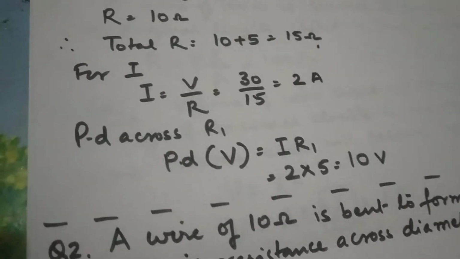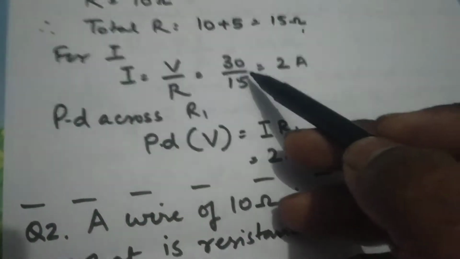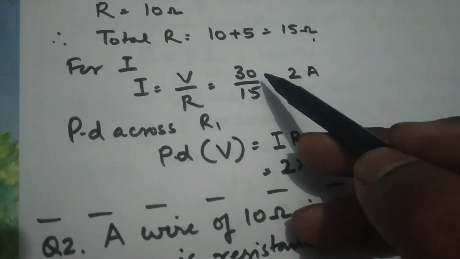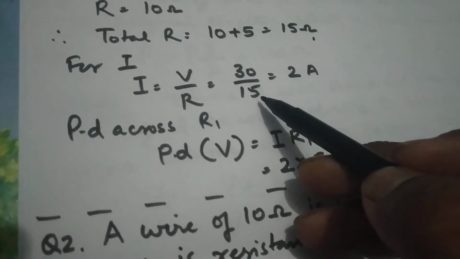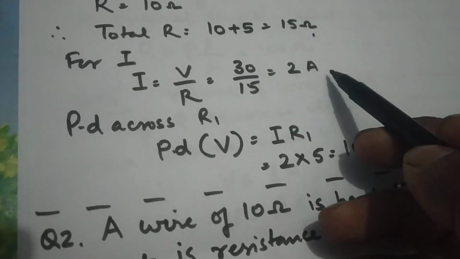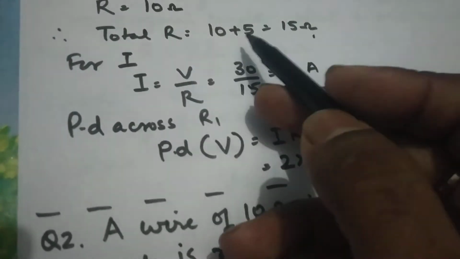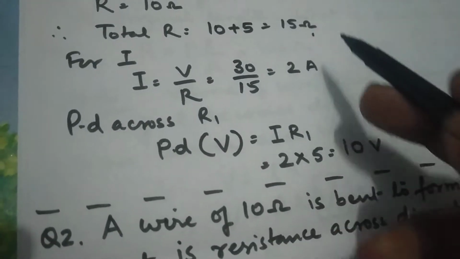Now for I, we are using the formula from Ohm's law, I = V/R. Everybody followed? What is the V given in the circuit? 30 volt. And what is the R you just found? 15. So if you cancel them, you get 2 ampere. So this step is clear for the equivalent resistance, that is the total resistance, and the current. Both you have found out.